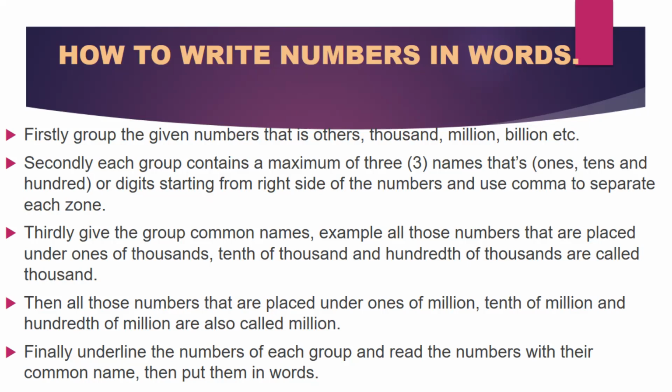When you move on to the thousand, examples of ones of thousand, we have 1000, 2000, up to 9000. The tens of thousand, you also have 10,000 up to 90,000. The hundreds of thousand, we have 100,000 up to 900,000. When you move on to the million, we have the ones of million. When you talk about the ones of million, we are referring to 1 million up to 9 million. The tens of million, 10 million up to 90 million. The hundreds of million, we are referring to 100 million up to 900 million.